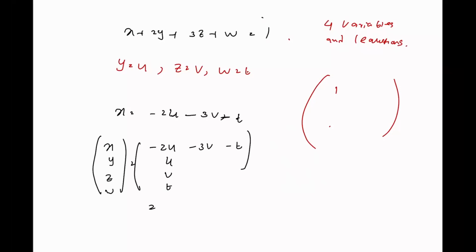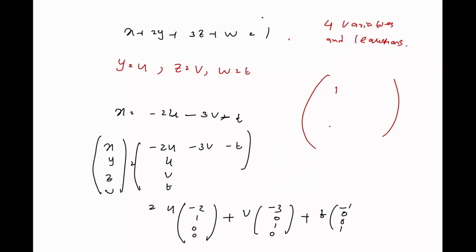You can write this by taking u out: minus 2, 1, 0, 0. Take v out: minus 3, 0, 1, 0. Take t out: minus 1, 0, 0, 1. So then you have 3 basis variables, and you have 3 vectors and 3 coefficients. These are coefficients. You have 3 basis vectors.